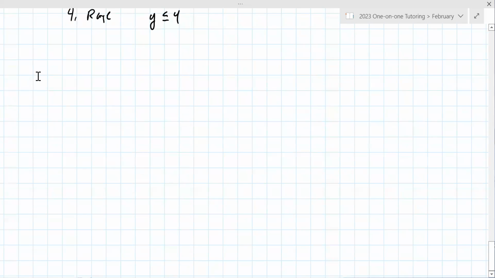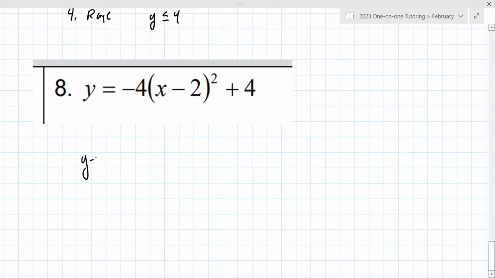I'm going to have you find the y-intercept. That means plug 0 in for x. 0 minus 2 is -2. -2 squared is 4 times -4 is -16. Plus 4 is -12. So yes, the -12, so you might give it as an ordered pair, 0 comma -12.